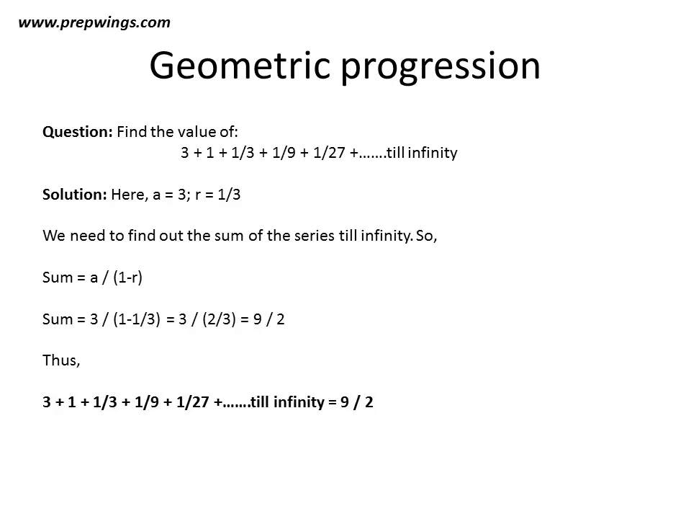So sum is equal to A upon 1 minus r. We'll plug in the values of A and r. Okay, so A is 3 and r is 1 by 3. So by plugging in the values we get sum is equal to 9 by 2, which is 4.5. Okay, thus 3 plus 1 plus 1 by 3 plus 1 by 9 plus 1 by 27 till infinity, if we add this geometric progression, we get our answer as 9 upon 2.